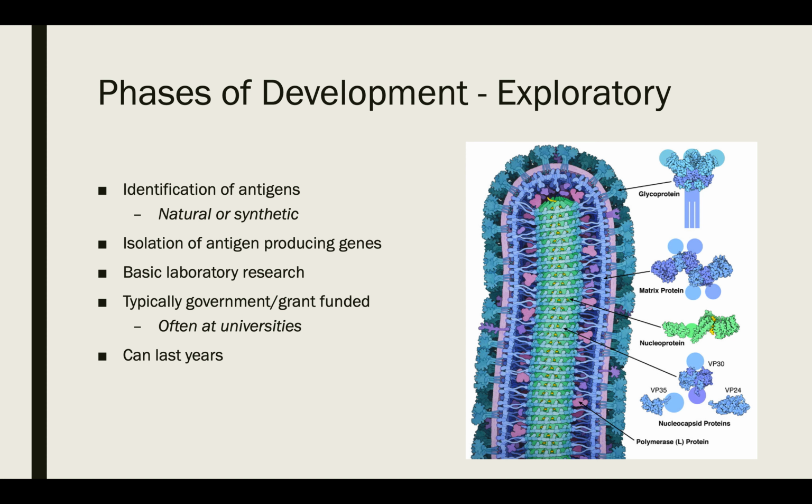And this is basic laboratory research. This is just really basic experiments identifying these antigens. These are typically government and grant funded. This often happens at universities. You have a lot of students actually doing this work. But this phase of development can last years. It can take 4 years or more to discover all of the antigens that involve the pathogen. And that's not even discovering if they work to elicit an immune response. This is just figuring out what they are.